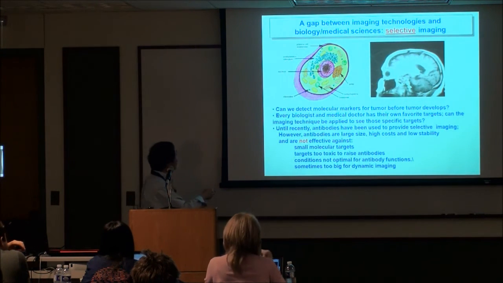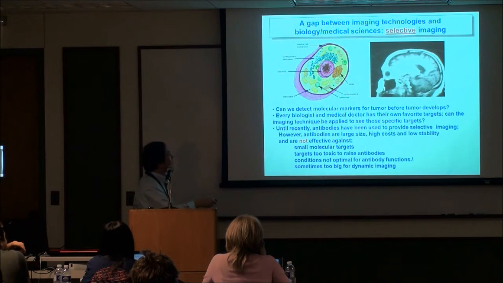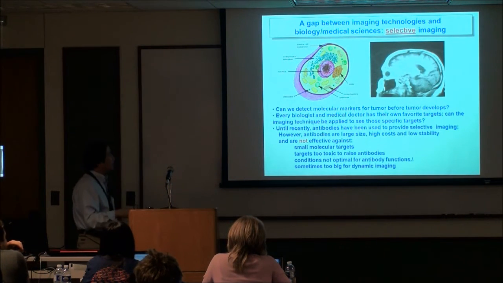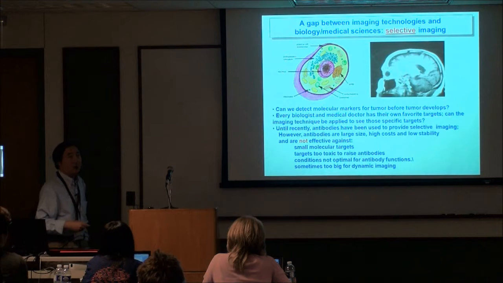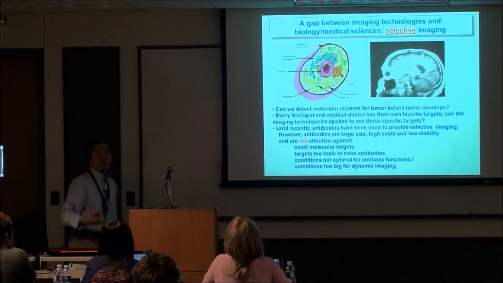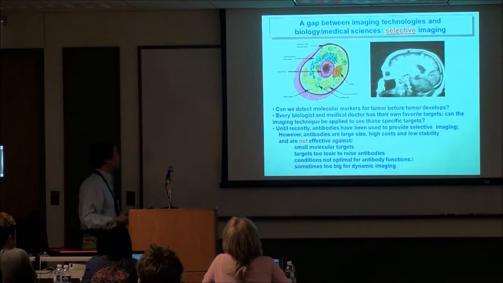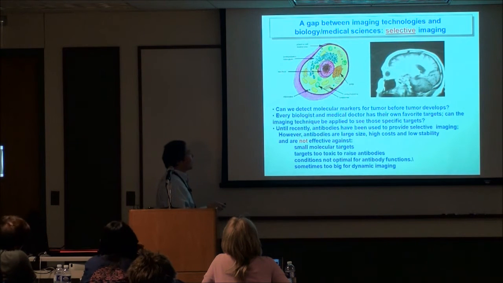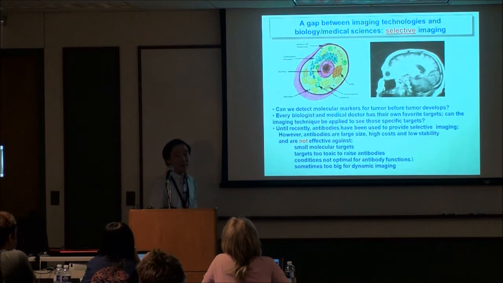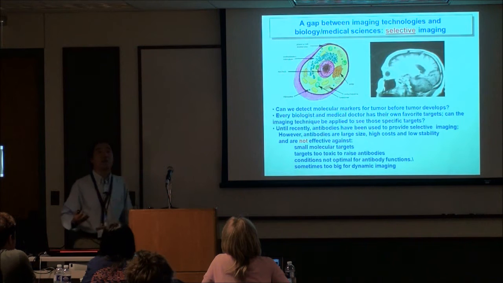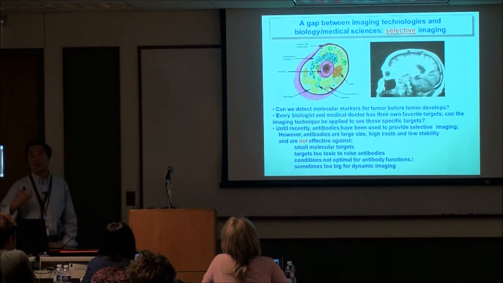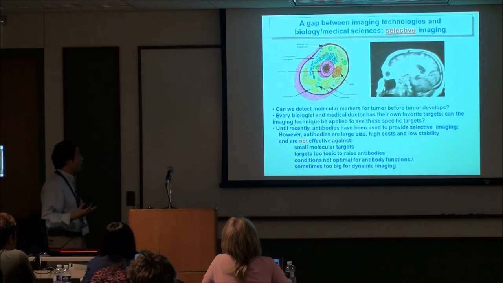So basically, can we detect a molecular marker for tumor? Obviously, every biology molecule has its own favorite target, right? So the general one you can demonstrate, but specific is even better. Until recently, antibody has been used to provide this selective imaging. If you go to a hospital right now, most likely antibody plays a key role in both the diagnostic as well as therapeutic.